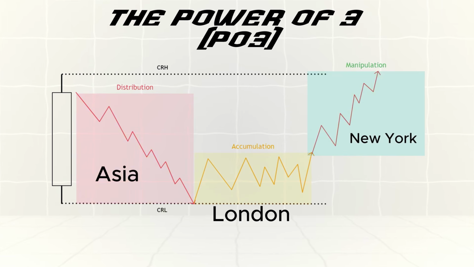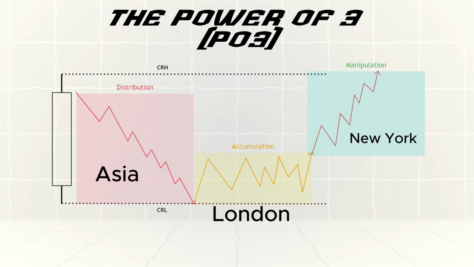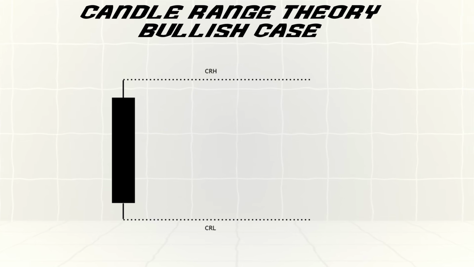When this uncommon structure does appear, it usually signals preparation for the New York session to initiate a manipulation move and restart the entire cycle. There are two scenarios to consider, and we will begin by explaining the bullish case.